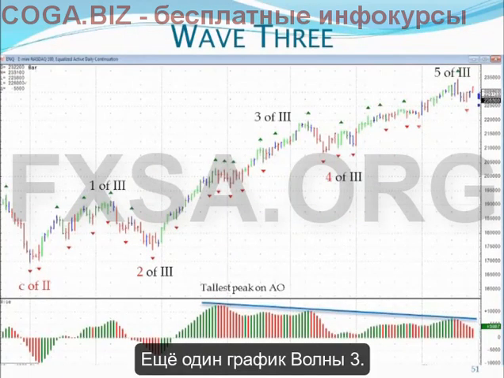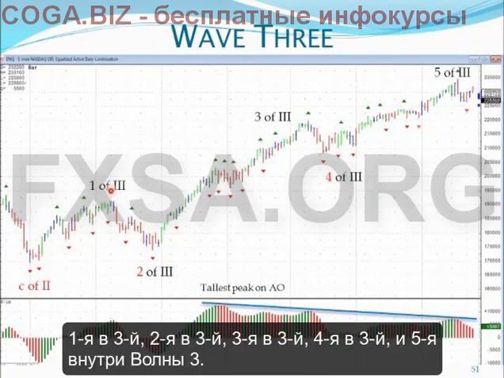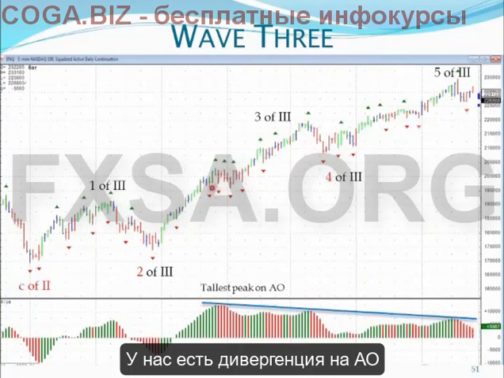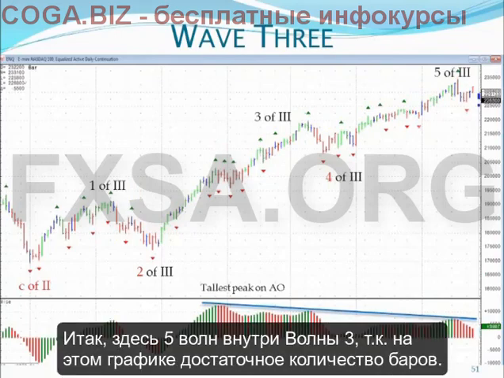Another wave 3 chart. Now we have ending with a C of wave 2 here, so you have a starting point. 1 of 3, 2 of 3, 3 of 3, 4 of wave 3, and 5 of wave 3. We have divergence on the AO from the price here and to the AO's peak. So here is 5 waves within wave 3 because of the correct number of bars on the scale here.